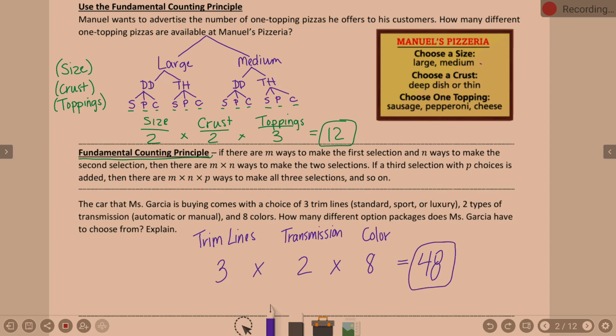And I feel like we didn't even touch some of the options that she would have to pick. Okay, fundamental counting principle. Could we have done a tree diagram with this 48? Technically, yes. It would have been messy. Oh, yeah. Except we have another 8 colors. We could have made up 8 colors.